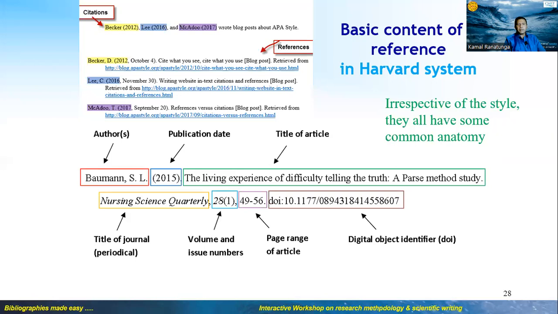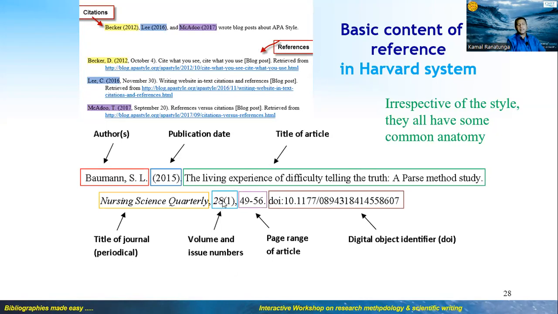No matter what style there is, there is more or less the same anatomy, the same sort of information, in any kind of style. That is the important thing: the author's name, or if there are many authors, the names of the authors, the year of publication, the full title, and the source, whether it's a periodical or a book. If it is a journal, then the volume number.